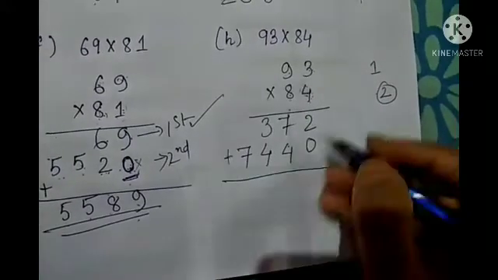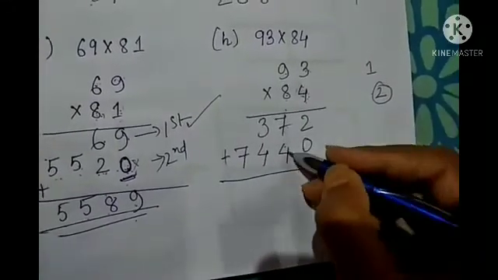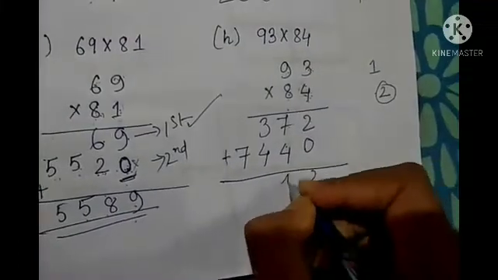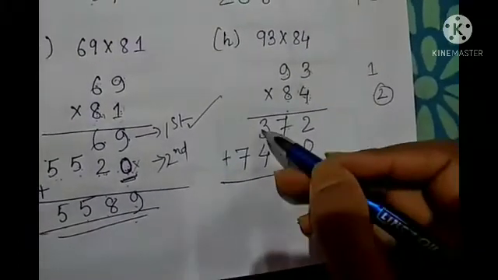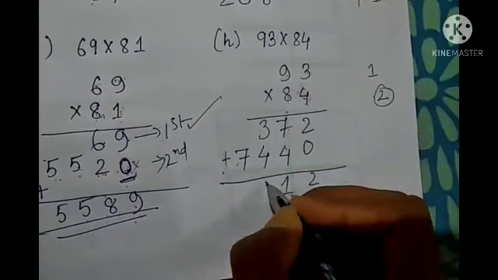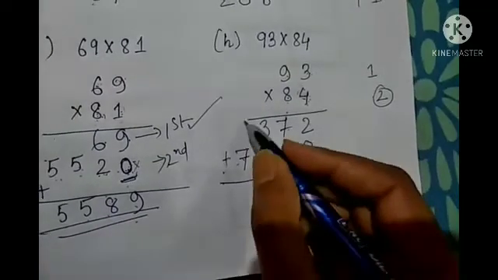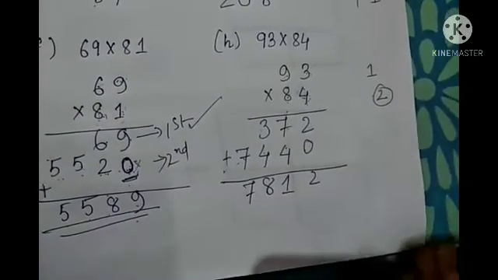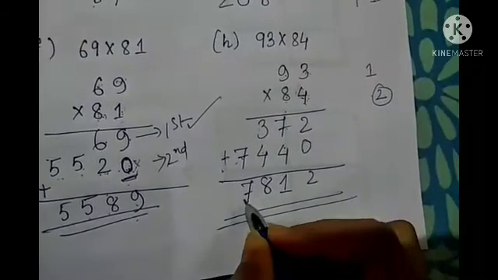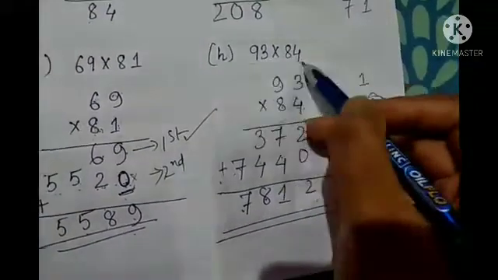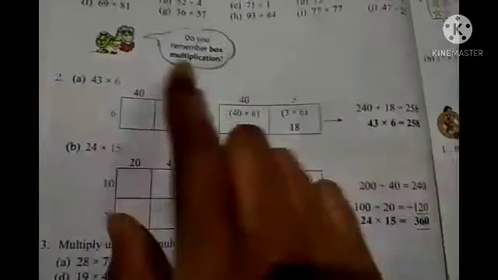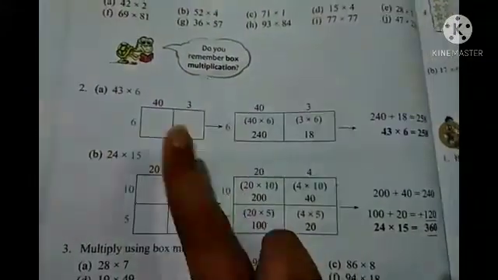Now you have to add it. 2 plus 4 is 11, right, now carry 1, then 4 plus 3 will be 7 plus 1 will be 8, and 7 here, nothing, so it will remain as 7. So the answer you get is 7812 for this. In your book you see question number 2, so there you will see this.